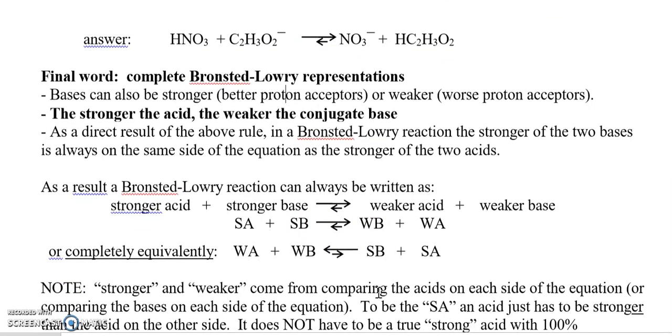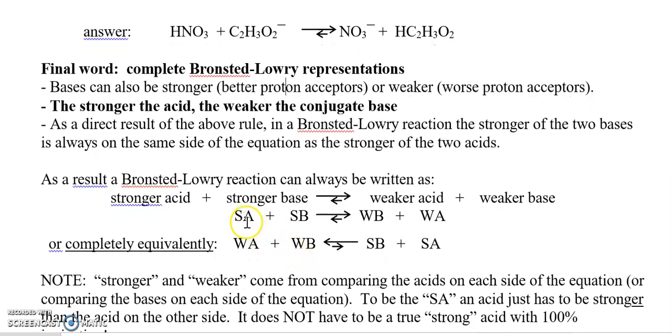Right. There's also an important note here that, again, sometimes we say the strong acid and the weak acid, or the strong base and the weak base. It really should be stronger and weaker. Okay. This only means that this acid here is stronger than this acid over here. It does not have to be one of these strong acids that is truly, quote, strong. And we learned that strong meant 100% ionization. Again, that is not necessary. Only that the base on one side is always stronger than the base on the other.